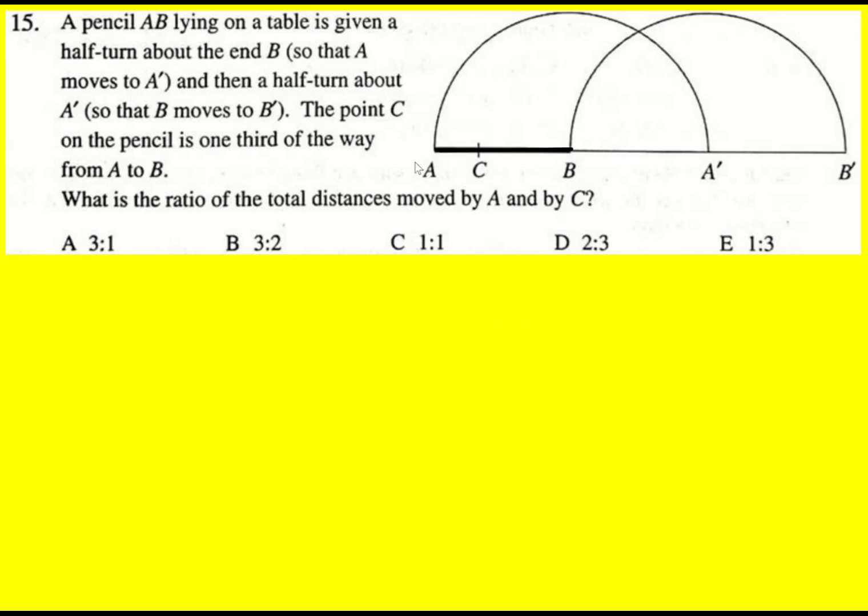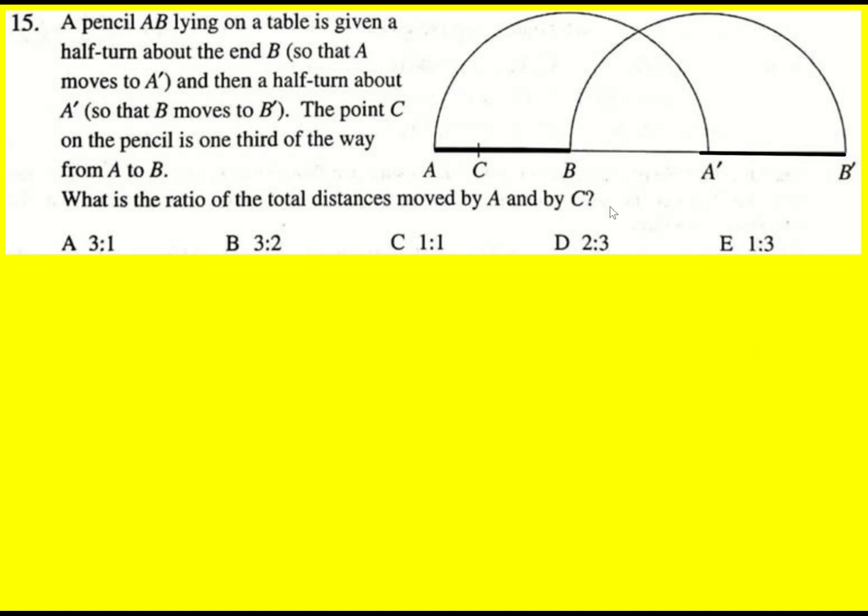Pencil AB lying on a table is given a half turn around the end B. So I'm going to be turning it like this. So A is now where A dash is, and then a half turn about A dash. So I'm now moving this point B to here.